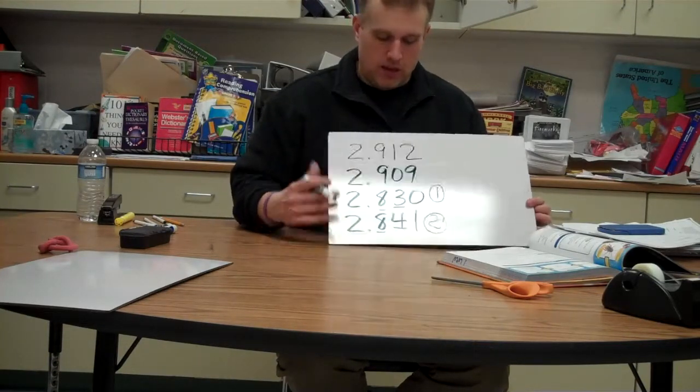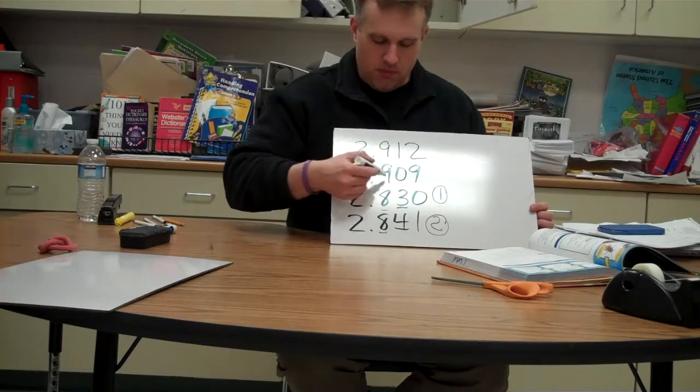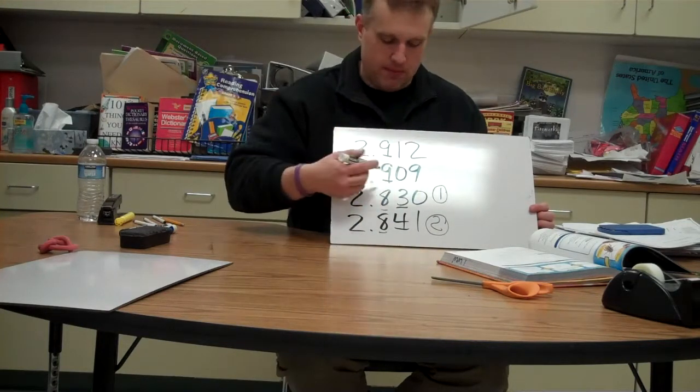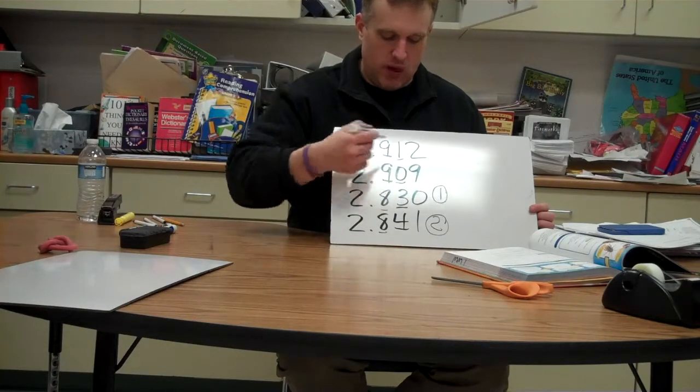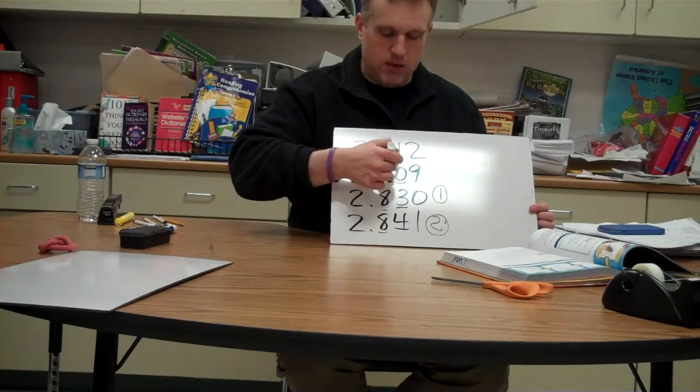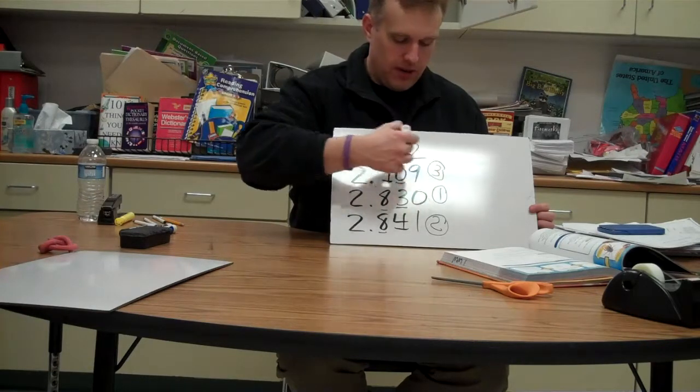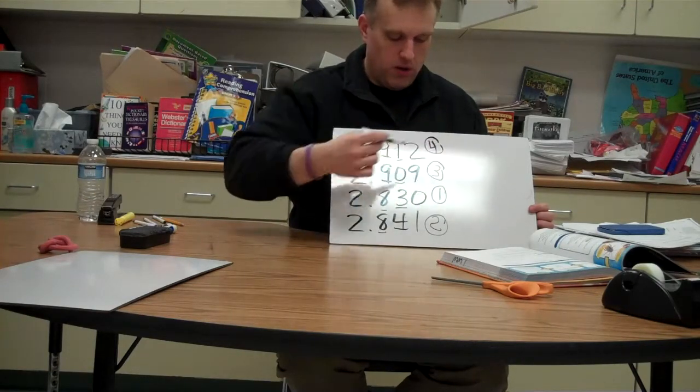Okay? So now I'm going to come up here. I'm comparing my 10th place, 9 and 9. Okay, I need to go to my 100th place. 0 and 1. So I know 0 is smaller than 1. So that would be number 3 and then number 4.